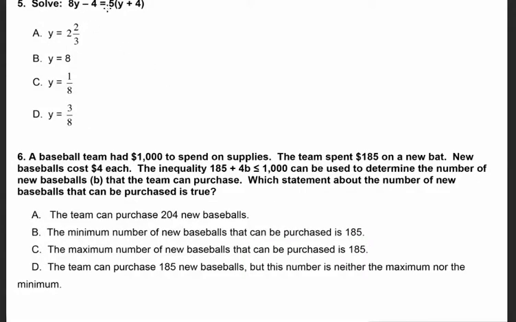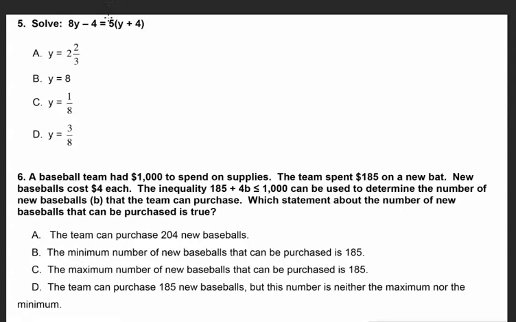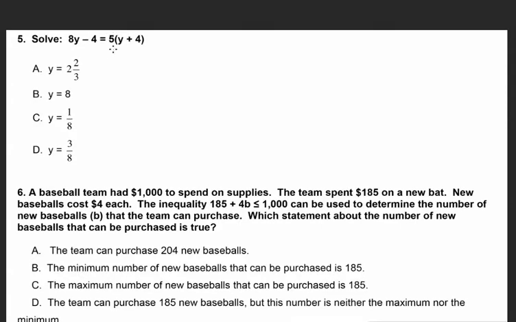Alright, this just says solve, so we need to find the value of y. Now, before we can really start doing our inverse operations, we need to simplify this a little bit. I see a 5 outside of the parentheses, so I'm going to multiply it by everything inside. 5 times y is 5y, and 5 times 4 is 20. On the left side, we can just keep everything the same, 8y minus 4.